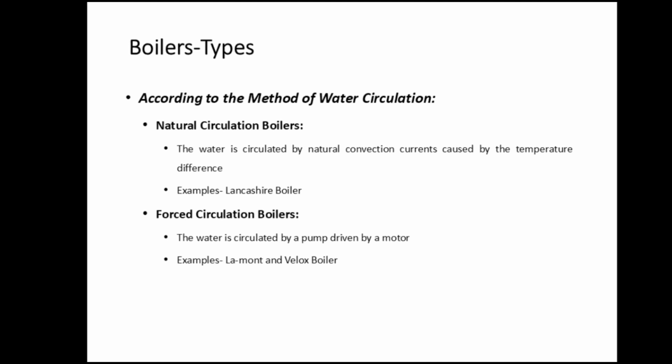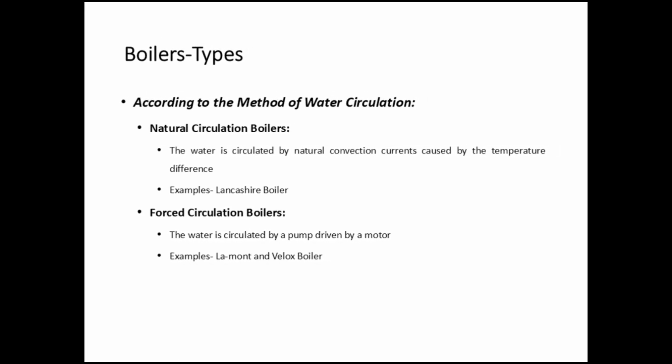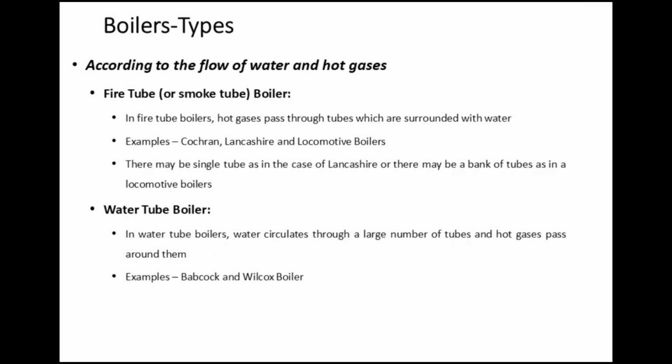Boiler types. According to the method of water circulation, natural circulation boilers: the water is circulated by natural convection currents caused by the temperature difference. Example: Lancashire boiler. Forced circulation boilers: the water is circulated by a pump driven by a motor. Examples: Lamont and Velox boiler.